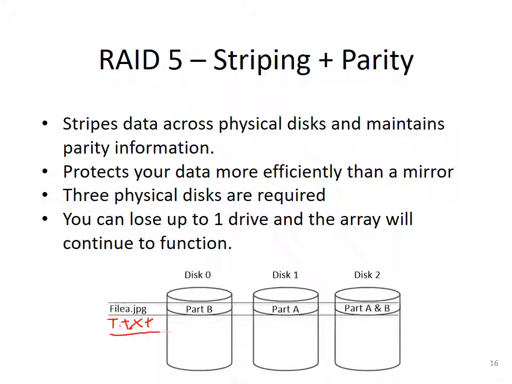In this case, part A might get written here. Sorry, that's a really bad A. Part B might get written here. Actually, let's do this. Part B and part A might get written here, and then part B might get written here. That is all handled by your RAID controller, but different files might be stored differently depending upon how your RAID controller decides to write data to your disks.